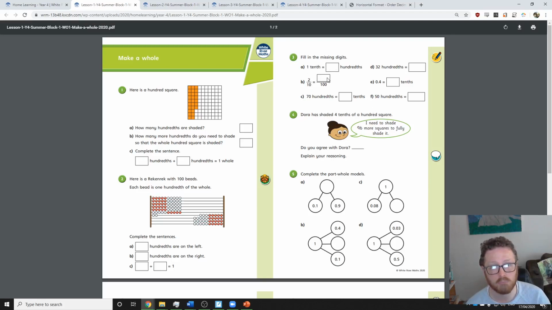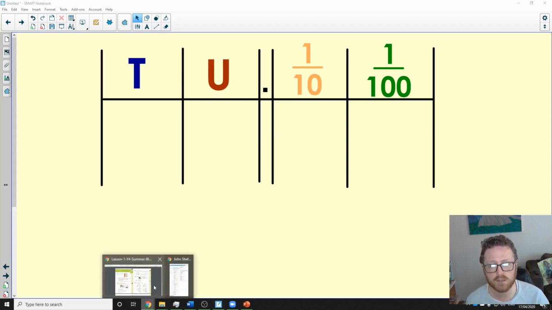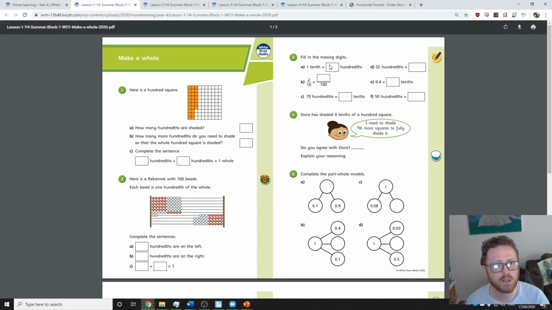2/10 is how many hundredths? 70 hundredths is how many tenths? Now, for these kind of questions, what would be really useful is if you drew yourself a place value grid like this. So if I look back at the question, it might say something like, fill in the missing digits. 2/10 is how many hundredths?